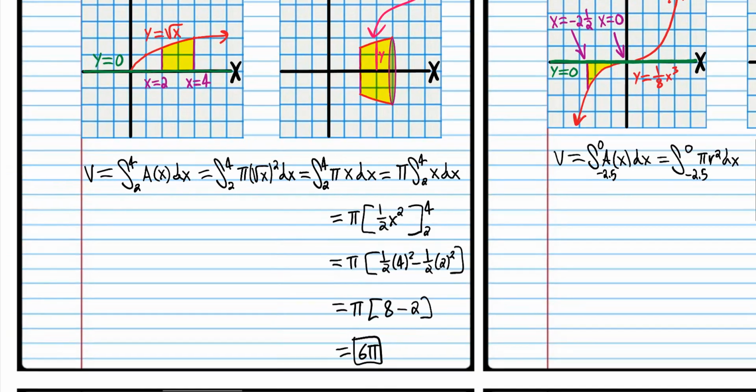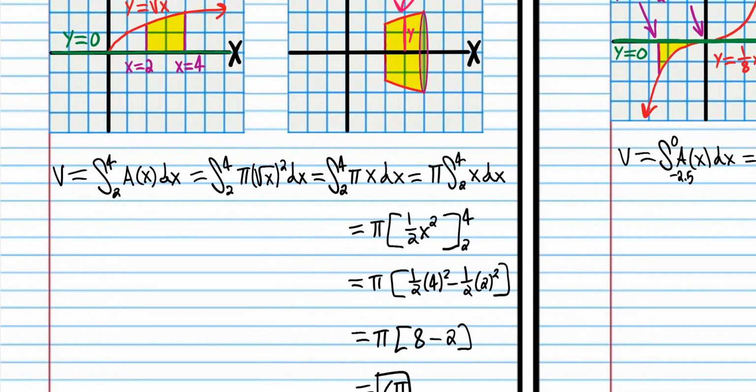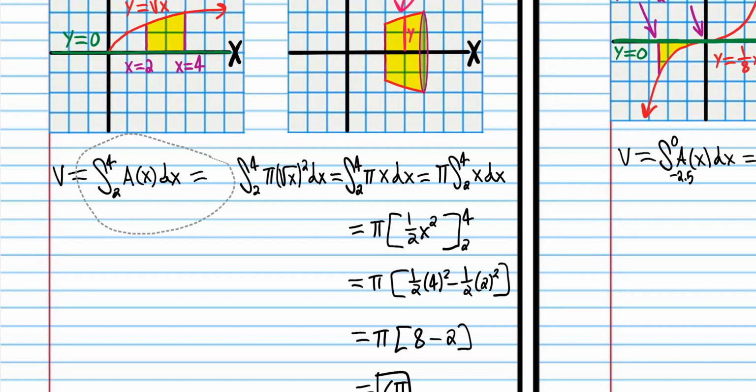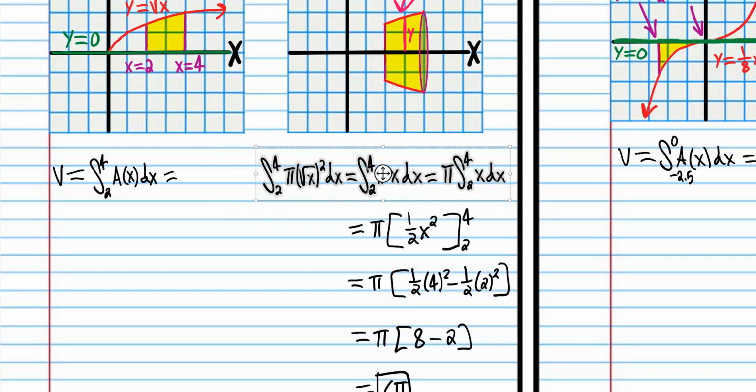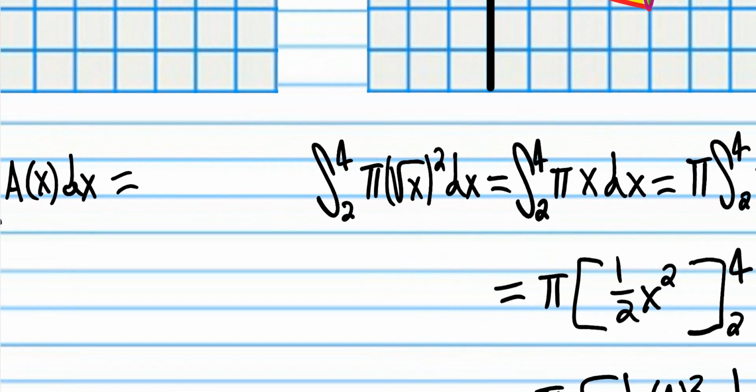And maybe I should have written pi r squared just so you can see that we're using the area of circles. I'll just write that extra thing in there so we know what exactly we're doing. So the integral from 2 to 4 pi r squared. This is the previous problem.